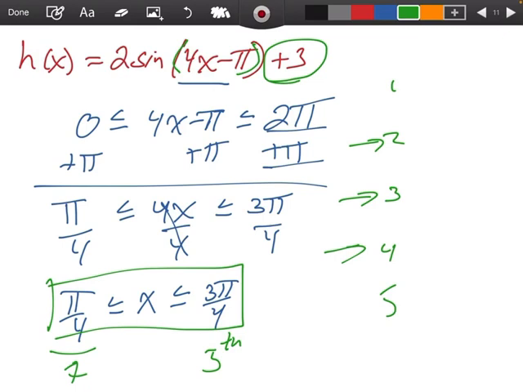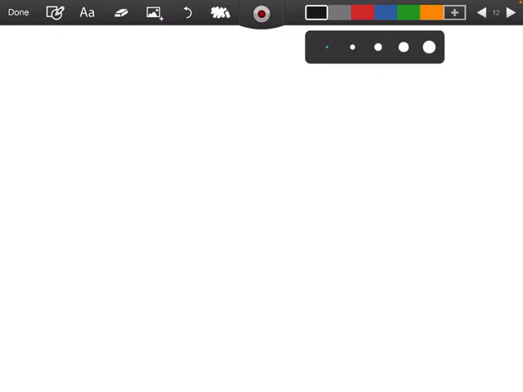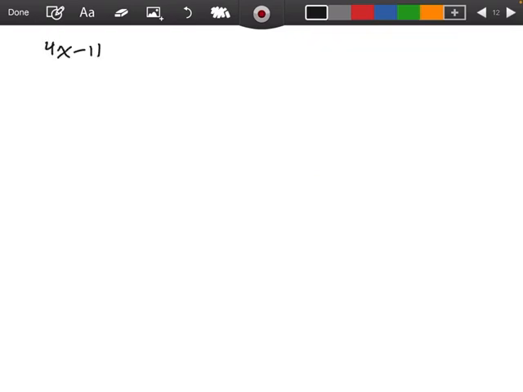So remember how we're going to find our next points. When I'm going to find the second, third, and fourth, I'm going to solve these equations: 4x minus pi equals pi over 2, 4x minus pi equals pi, and 4x minus pi equals 3 pi over 2. Okay, so I'm going to do that over on the next page. So let's do this. We're going to say 4x minus pi equals pi over 2. Let's do this one first. So we're going to add pi to both sides. That's going to give me 4x equals.